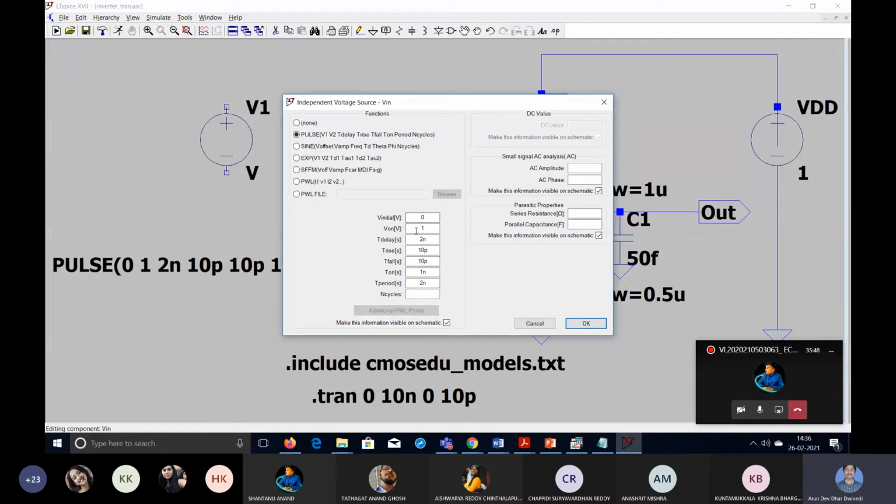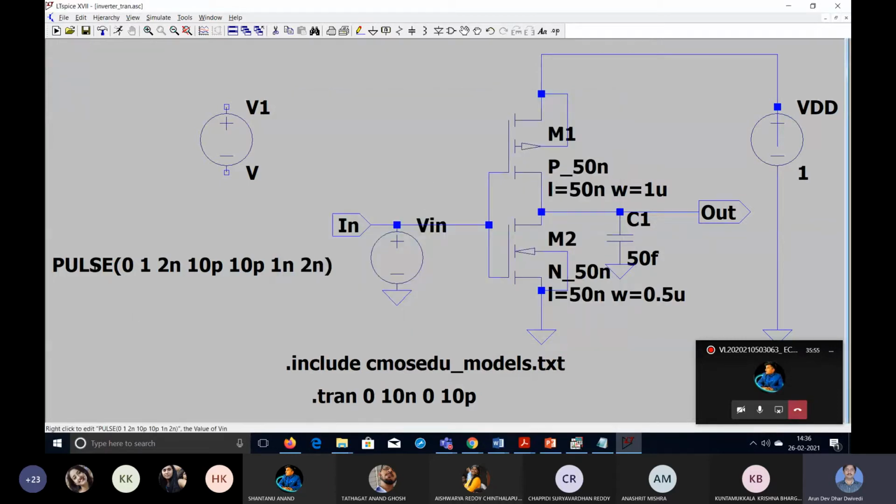When you have provided all this and click OK, it comes here as a description. Here we can see this is the pulse. It is written: pulse, 0 volt to 1 volt amplitude is changing. 2 nanoseconds is the initial delay, 10 picoseconds is the rise time, then 10 picoseconds fall time, then 1 nanosecond is the pulse width, 2 nanoseconds is the pulse period. So all these descriptions now come here. You can place this text here. So what are the properties of this pulse? It is already written here. So all these are now done.